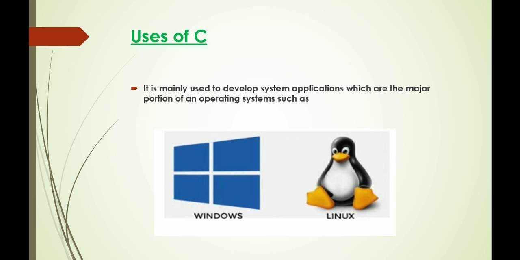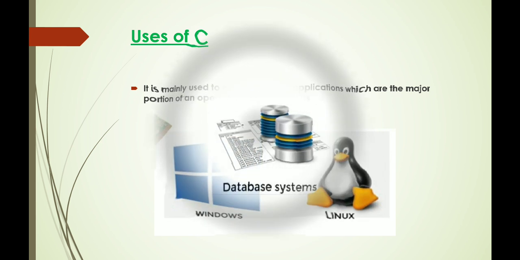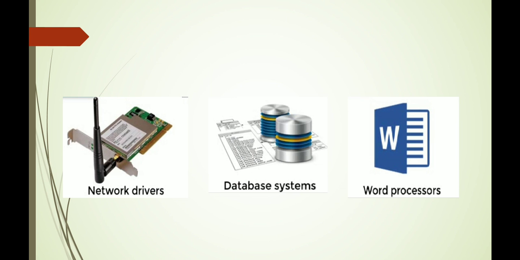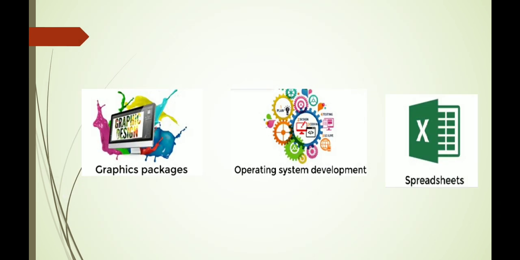Uses of C. It is mainly used to develop system applications, which are the major portion of operating systems such as Unix, Linux, and Windows. C is also used in many other sectors like network drivers, database systems, word processors, graphic packages, operating system development, spreadsheets, etc.